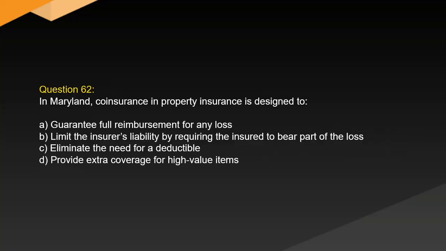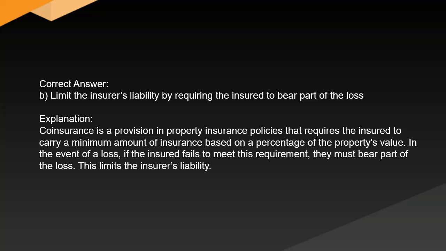Question 62. In Maryland, coinsurance in property insurance is designed to: A. Guarantee full reimbursement for any loss. B. Limit the insurer's liability by requiring the insured to bear part of the loss. C. Eliminate the need for a deductible. D. Provide extra coverage for high-value items. Correct answer: B. Limit the insurer's liability by requiring the insured to bear part of the loss.